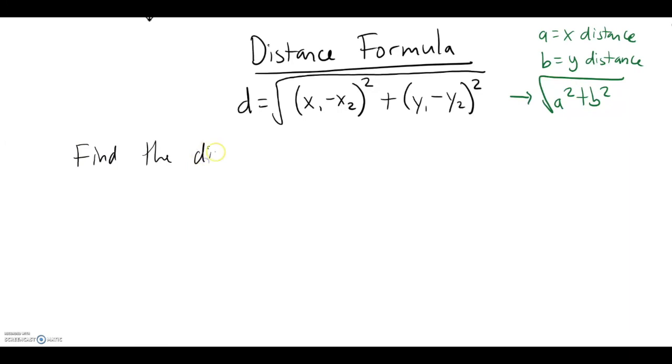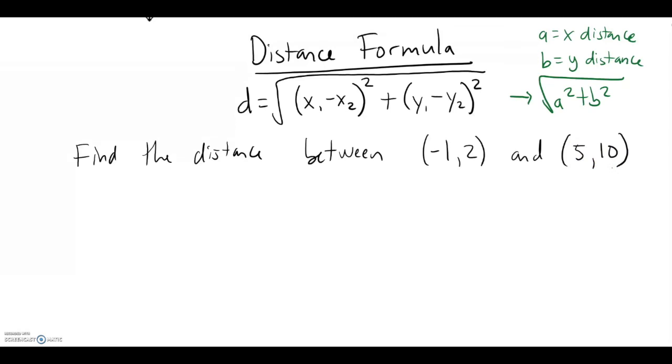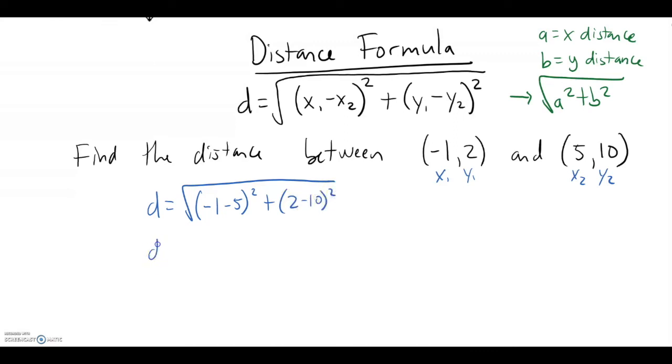So one more example, let's say we want to find the distance between -1, 2 and 5, 10. Notice no graph, so I'm going to go with the formula that we have up top. Labeling my 2 points x1, y1, and x2, y2, our distance d will equal the square root of the difference of my x values, so -1 minus 5, quantity squared, plus the difference of my y values, 2 minus 10, quantity squared. And now we just start simplifying.